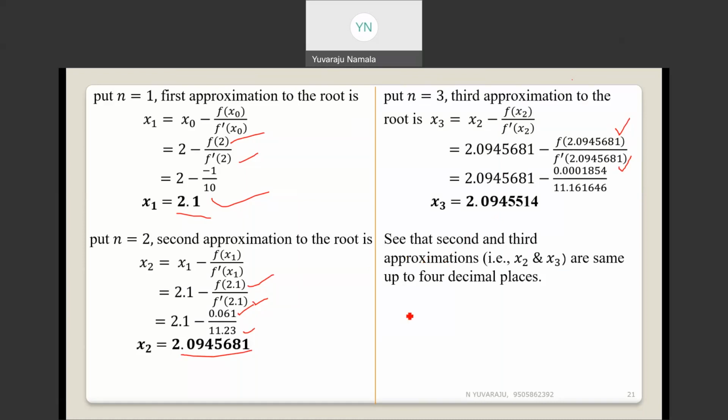places. In the question it asks up to 3 decimal places, so it is already clear. So the second and third approximations are nearly the same. So that is the required root. Hence the required root is x is equal to x3, 2.0945514. This is the approximate root of the given equation. This is the Newton-Raphson method. Understood?